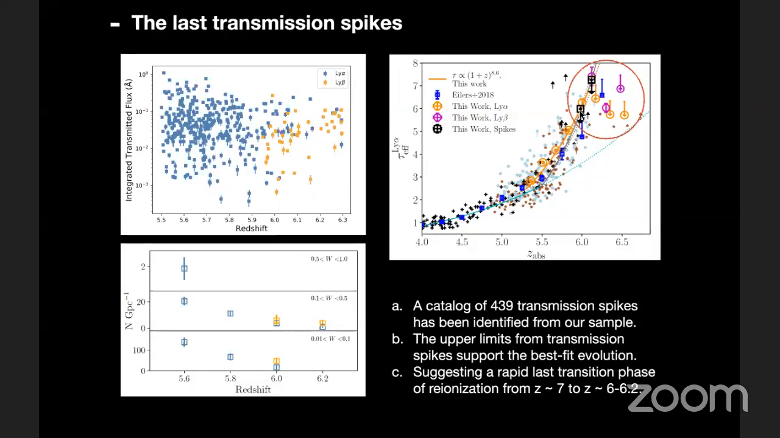You can see they have very good agreement with the best evolution model from the Lyman alpha measurement. So this also supports that our transmission spike sample has a very high completeness. The discovery of these transmission spikes may suggest that at redshift around 6.2 to 6.3, the IGM may be already ionized. So there should be a rapid last transition phase of the reionization from redshift 7 to this redshift. And this is the first project using 3 different tracers to constrain the Lyman alpha optical depths around redshift 6.